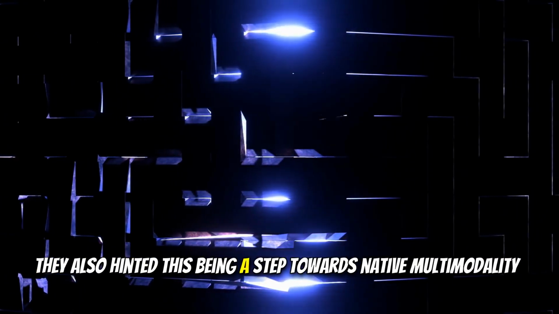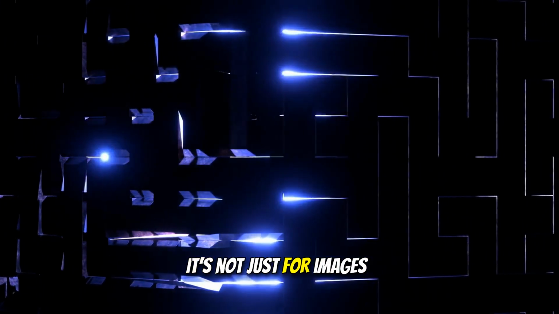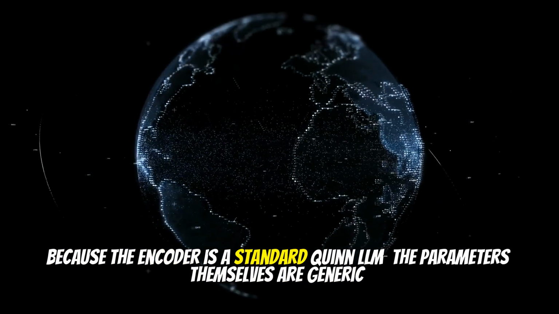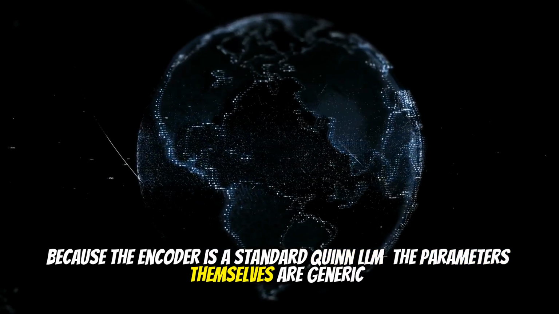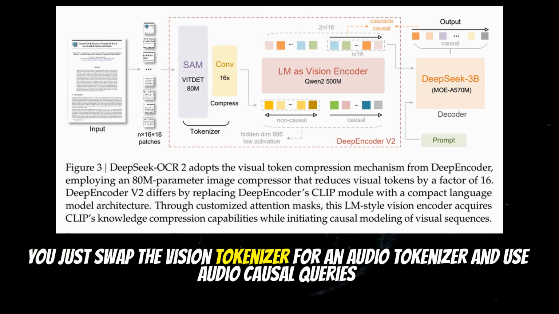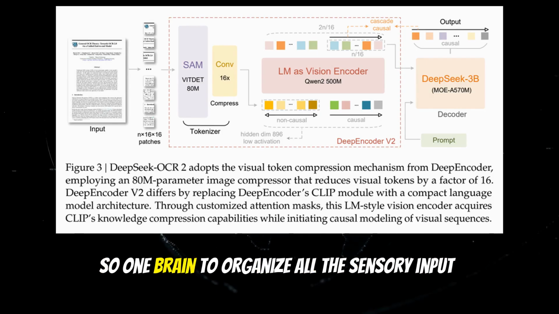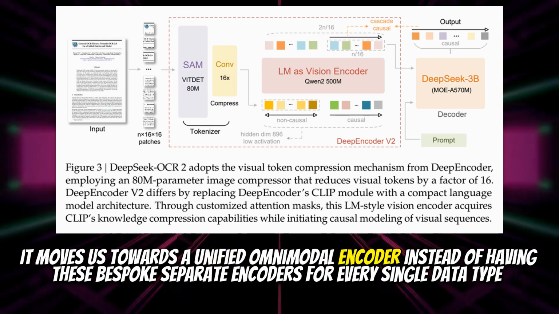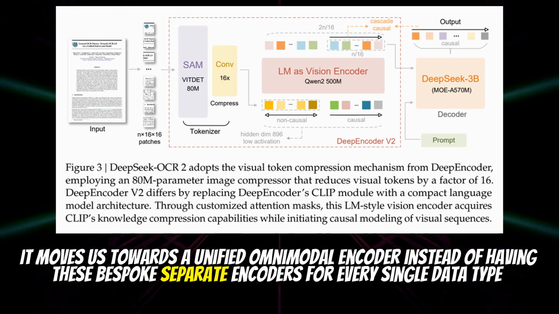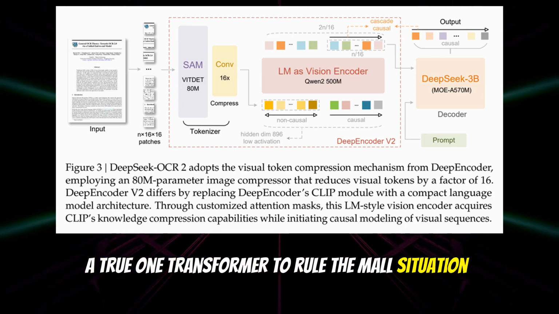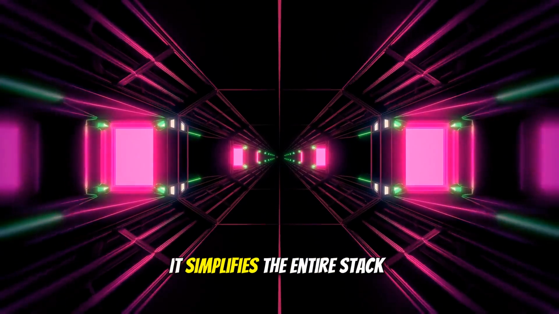They also hint at this being a step towards native multimodality. It's not just for images. Yeah, that was a fascinating little tangent at the end. Because the encoder is a standard Qwen LLM, the parameters themselves are generic. They suggest you could use the same encoder weights for audio. You just swap the vision tokenizer for an audio tokenizer and use audio causal queries. So one brain to organize all the sensory input. It moves us towards a unified omnimodal encoder instead of having these bespoke, separate encoders for every single data type. A true one-transformer-to-rule-them-all situation. You just change the front door. Precisely. It simplifies the entire stack.